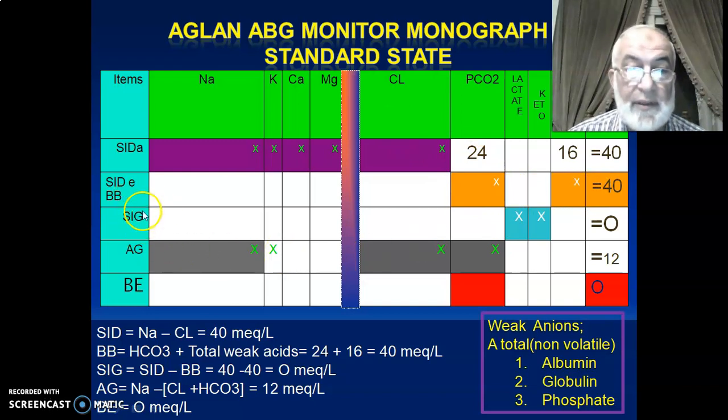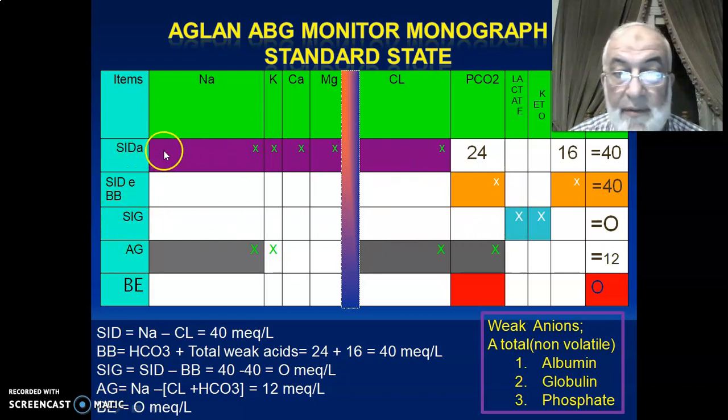The difference between the strong ion difference and the buffer base will give us the strong ion gap. This is the difference: the strong ion difference minus the buffer base equals the gap. And this is the fixed acids, keto acids and lactic acids. Usually it is very small, usually it is 0.